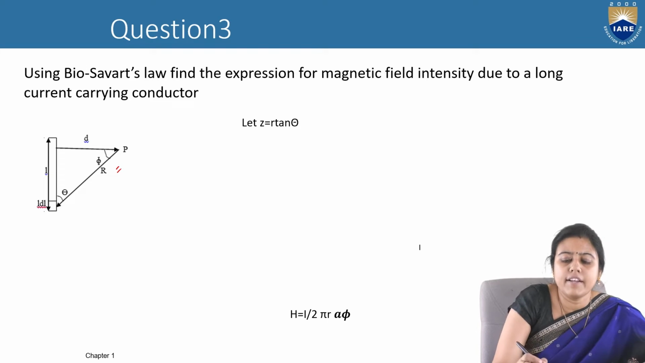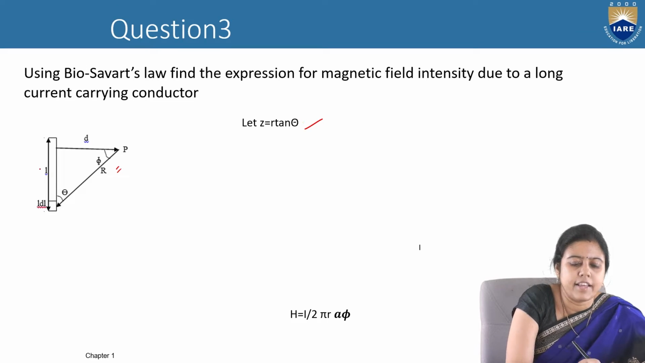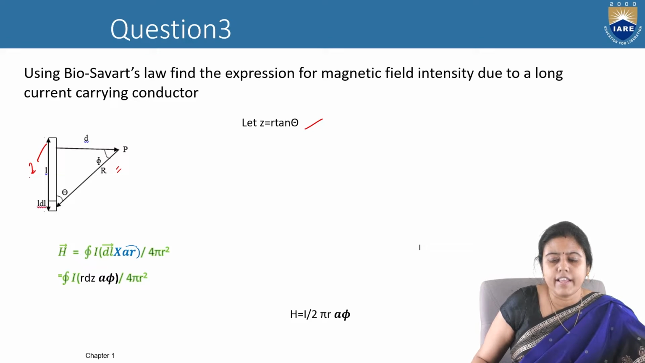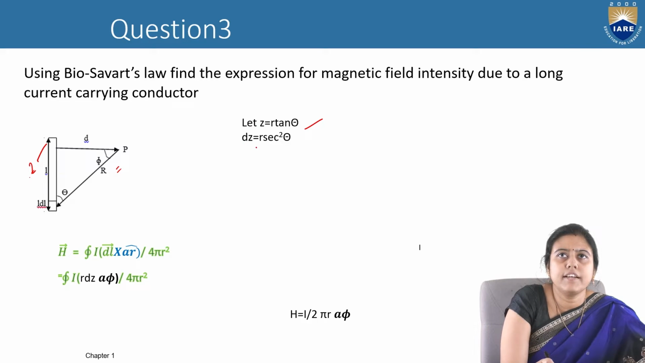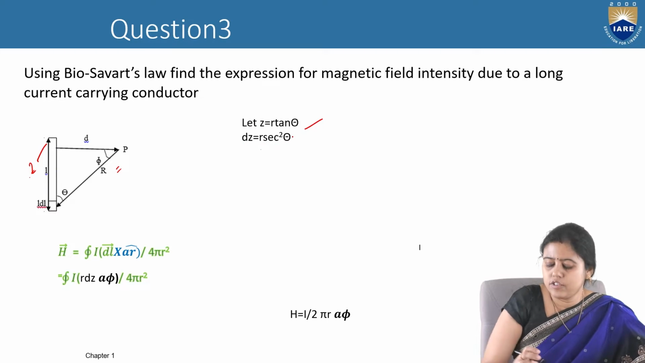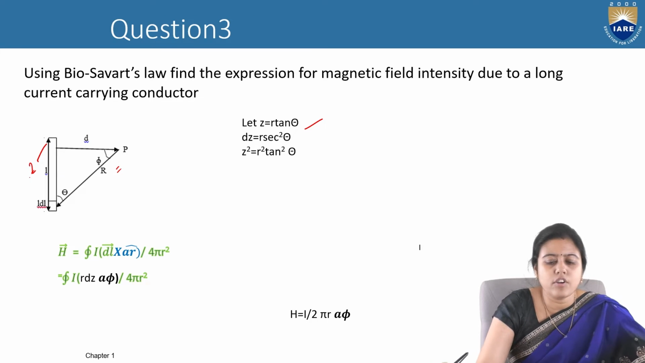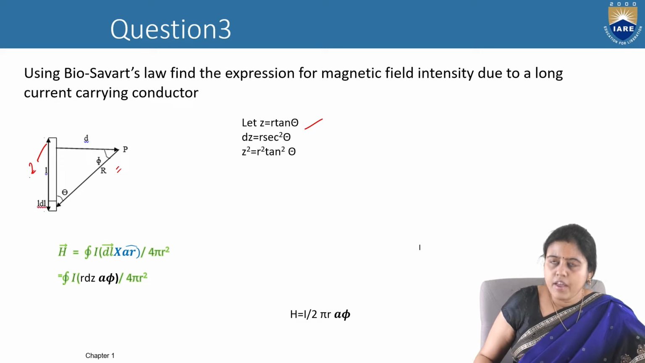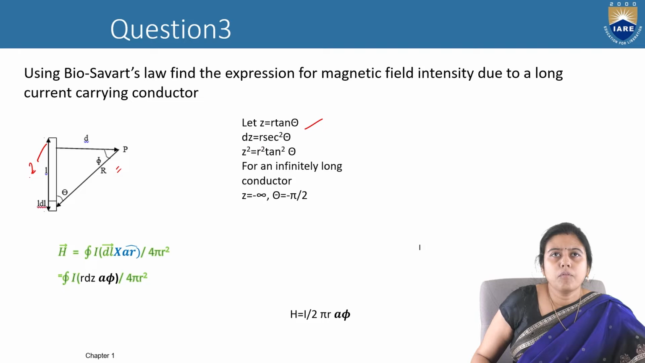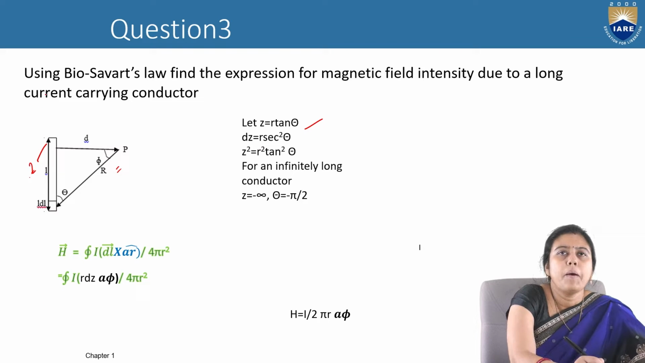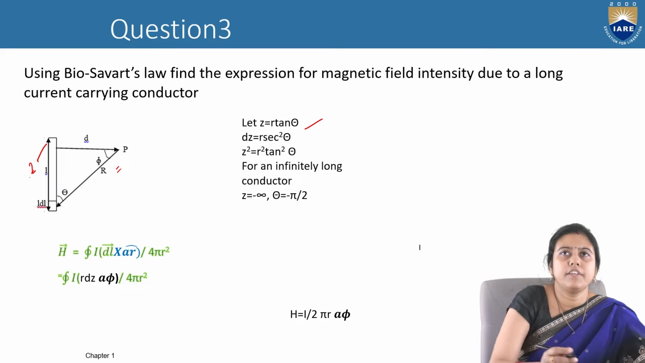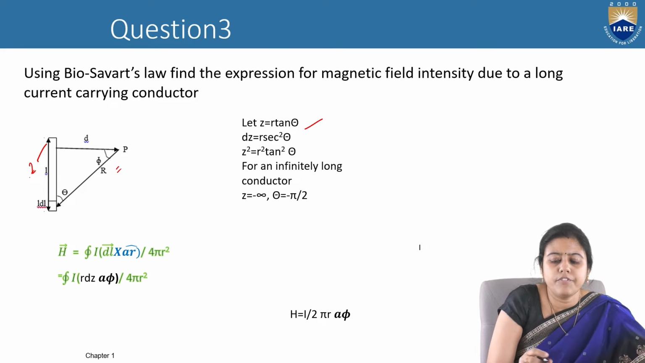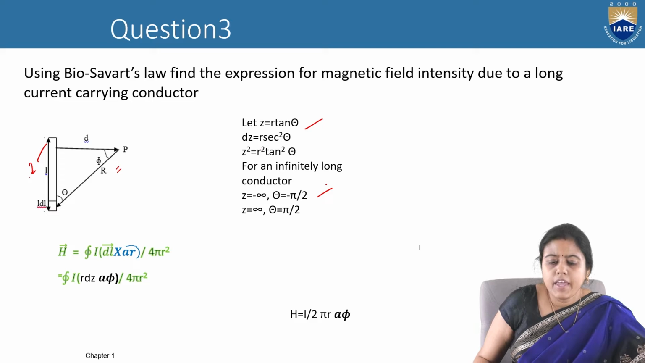Now assume that z is equal to r tan theta. Then dz is nothing but r sec square theta d theta. What is z square? Z square is equal to r square tan square theta. Now what is the range of the line? Z can be from minus infinity to plus infinity. If z is equal to minus infinity, theta is equal to minus pi by 2. If z is equal to plus infinity, theta is equal to pi by 2.